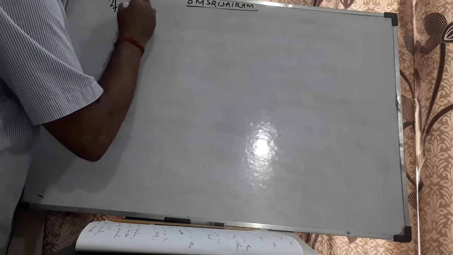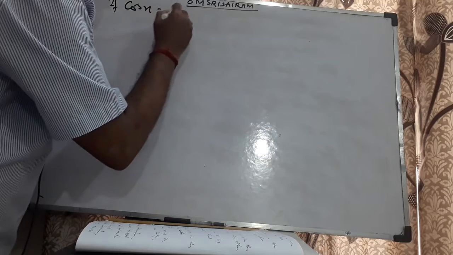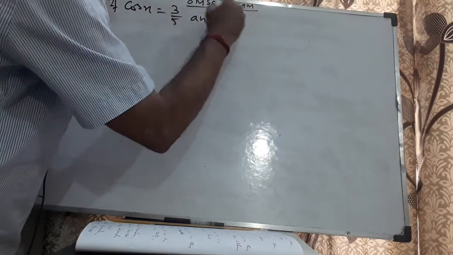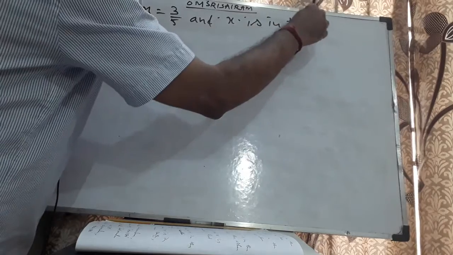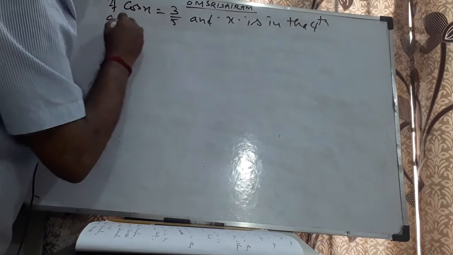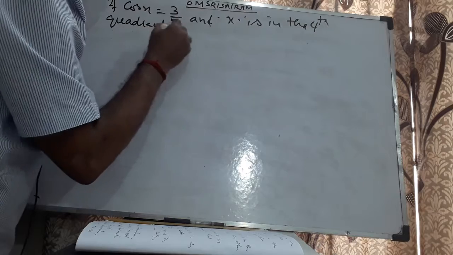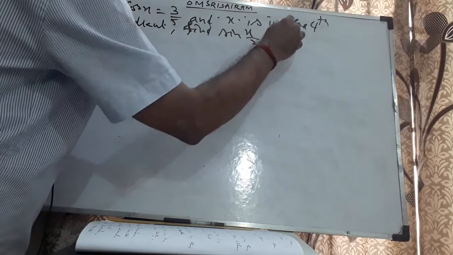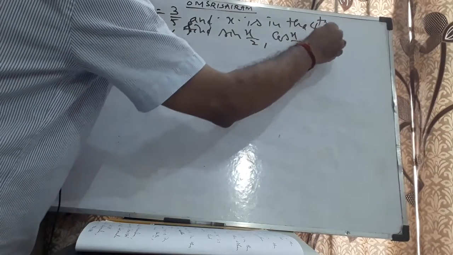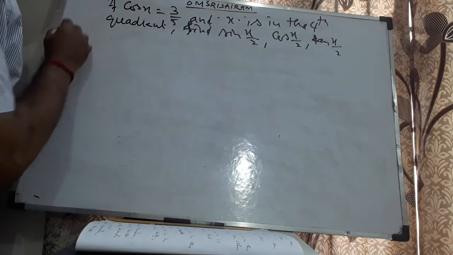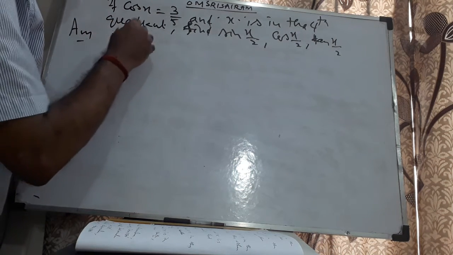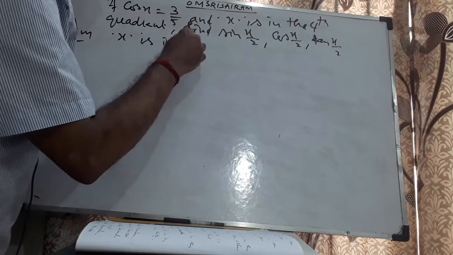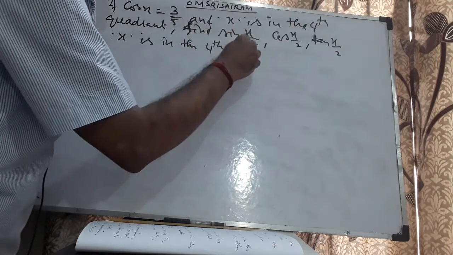The first problem meant for today, it goes like this. If cos x is equal to 3 by 5 and x is in the fourth quadrant, find sin x by 2, comma cos x by 2, comma tan x by 2. Just listen carefully. X is in the fourth quadrant. That is the condition given to you in the question itself.